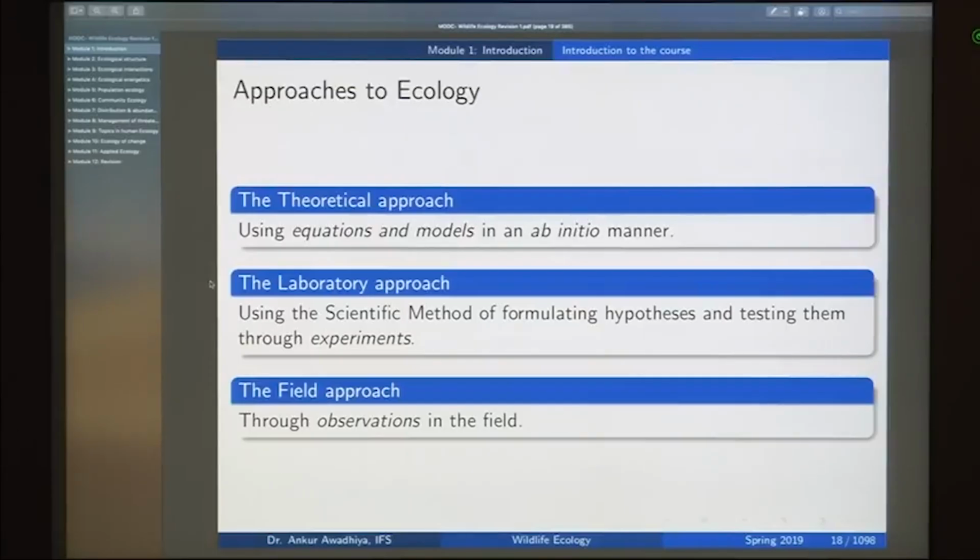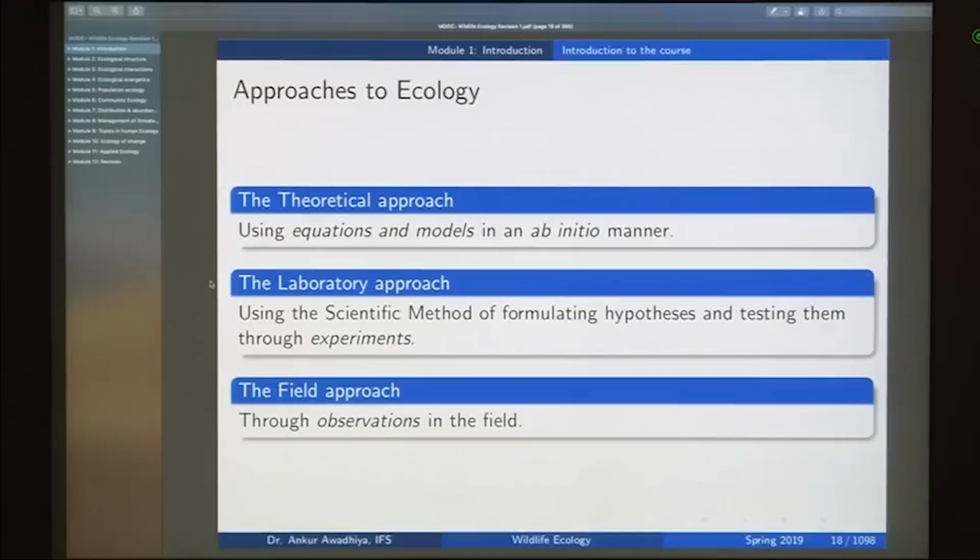The most prominent ones are things like the Lotka-Volterra equation, which tells us the dynamics between the population of the prey animals and the population of the predator animals. We also looked at different equations of population growth. So we looked at the exponential growth curve, and we looked at the logistic models. Those belong to the theoretical approach.